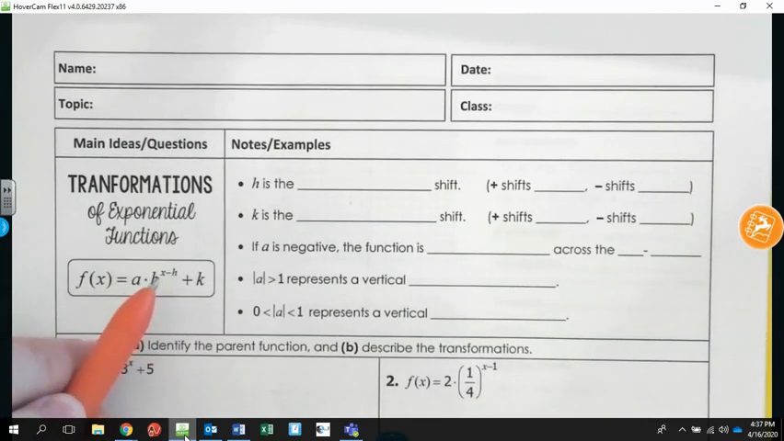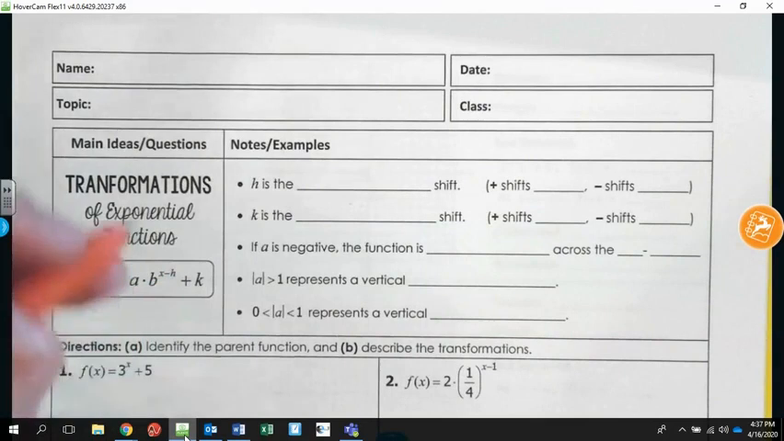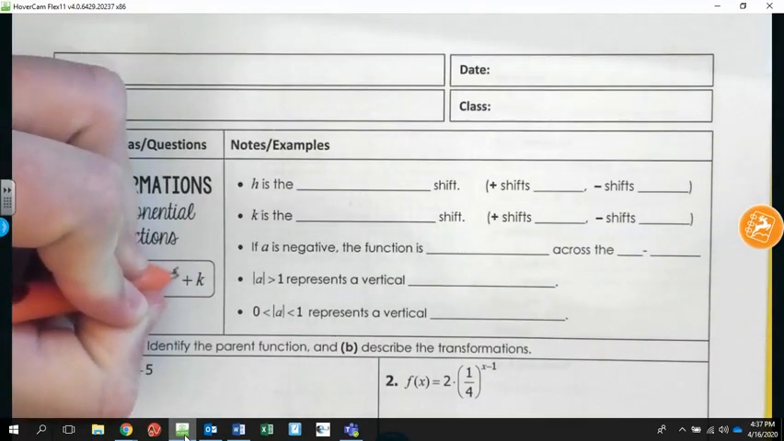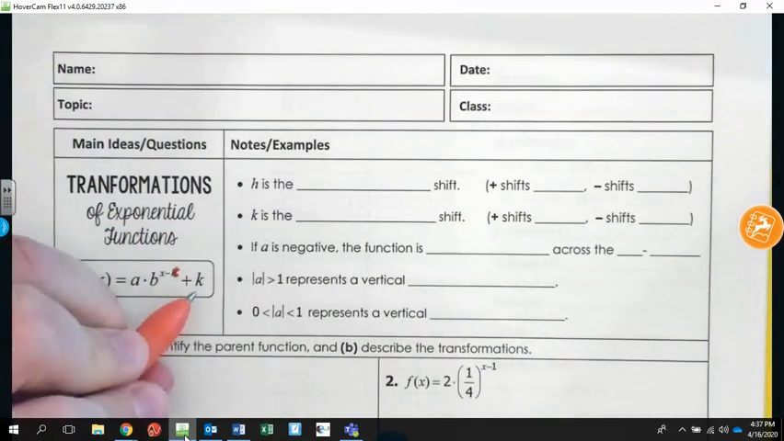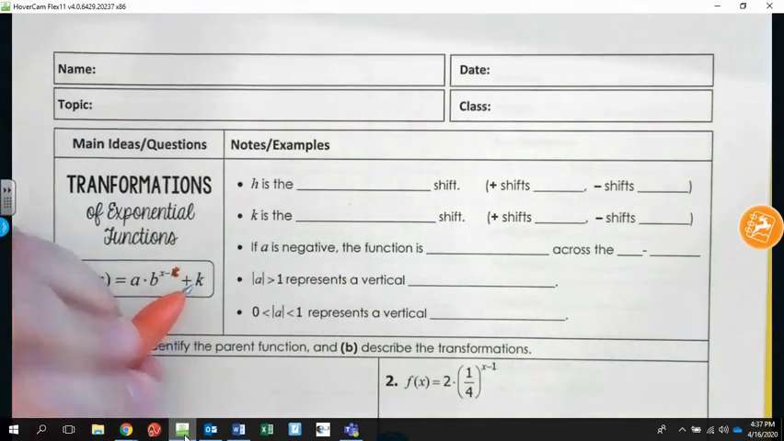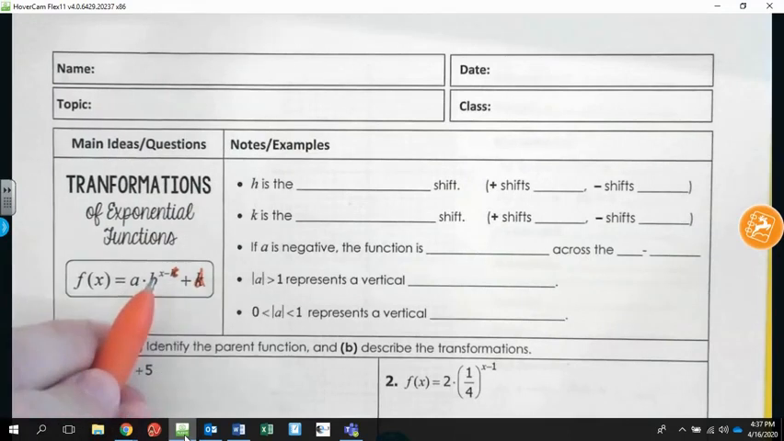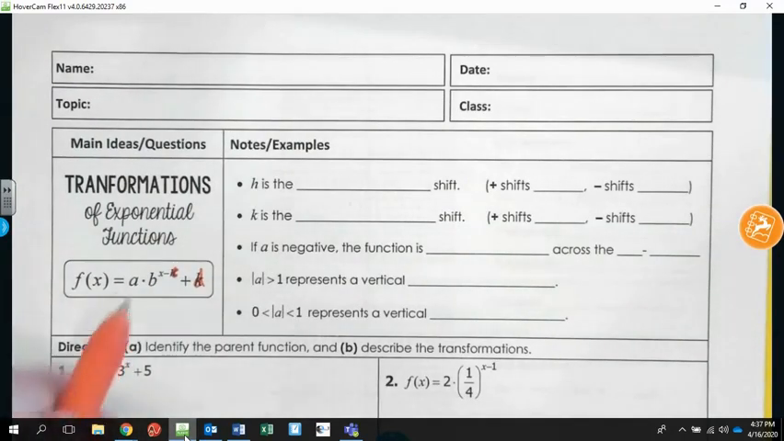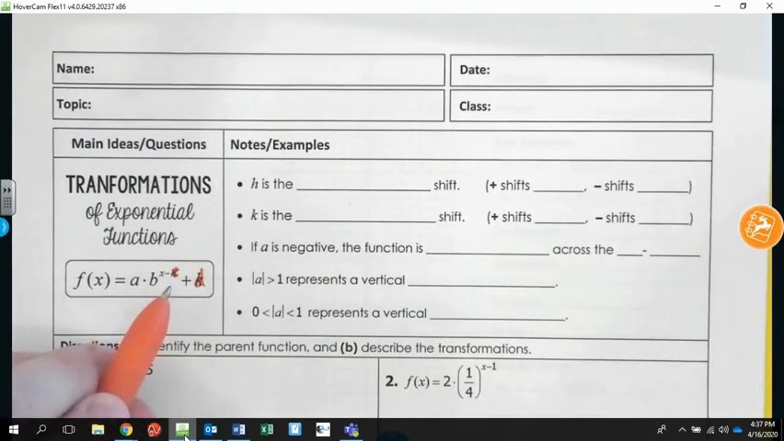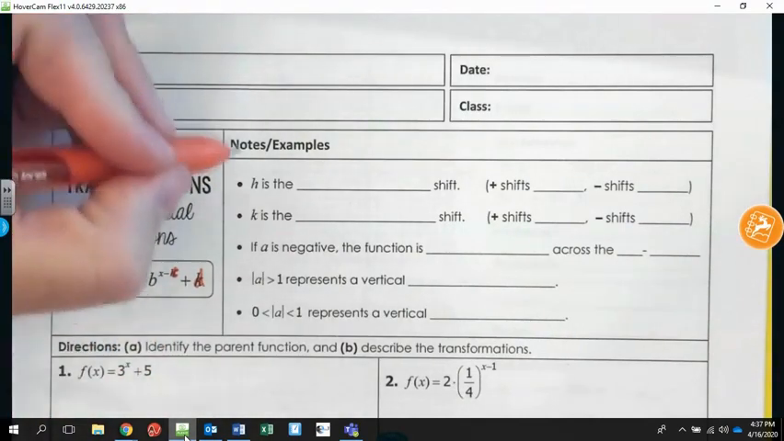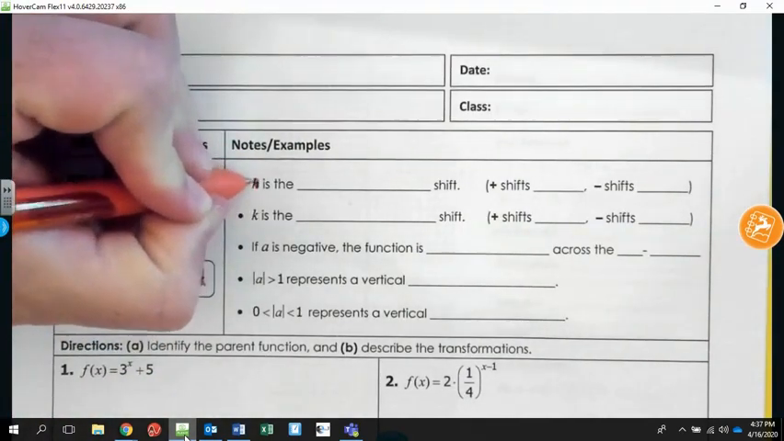This B right here is your base. It says minus H, but we're going to change the H to a C. And this K value right here is going to be changed to a D value right there. So A, B, C, D, like we've been seeing all semester long. So wherever you see an H, we're going to put a C.